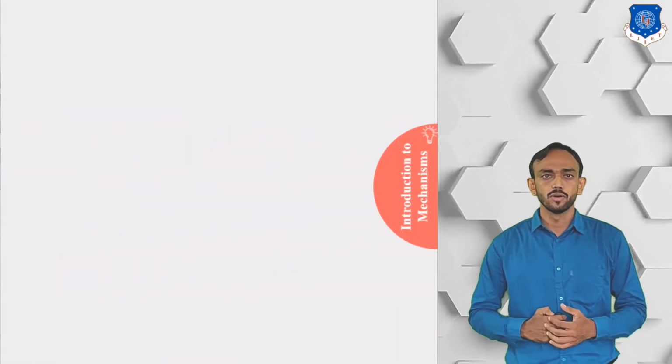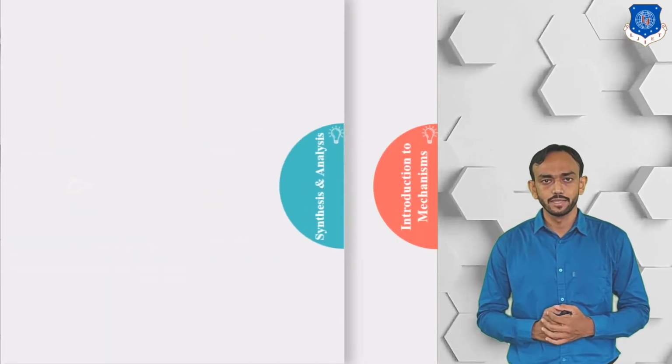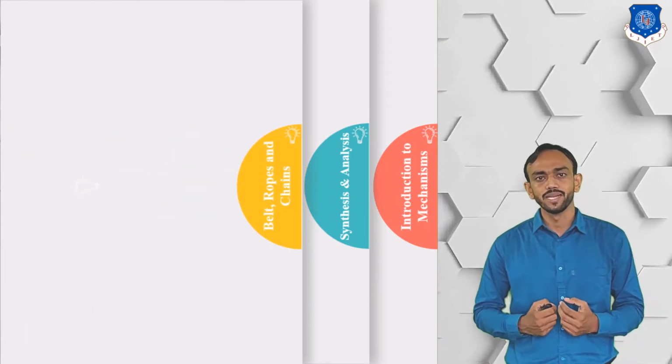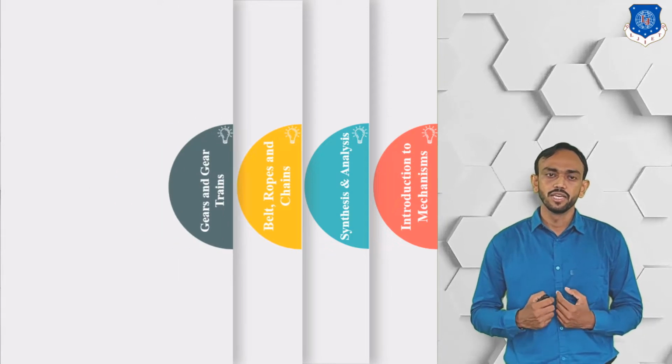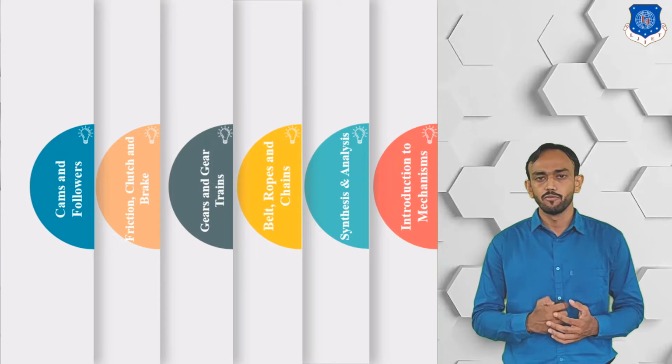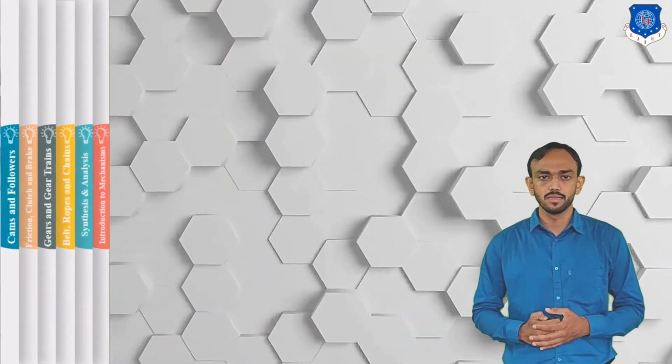First is introduction to mechanism, then synthesis and analysis of mechanism, belt, rope and chain drive, gear and gear train, friction, clutch, brake, and cam and follower. Let's discuss one by one.